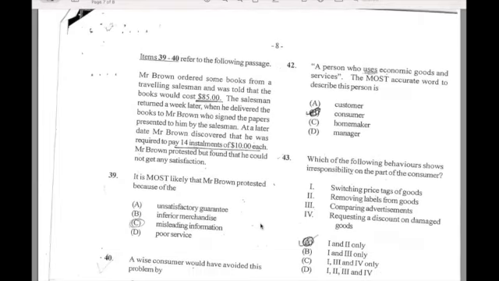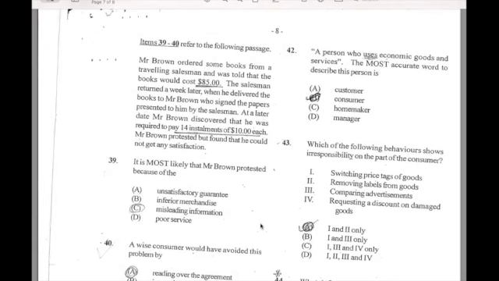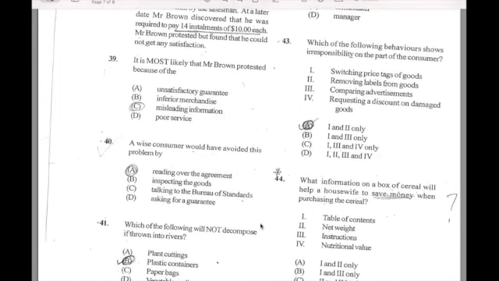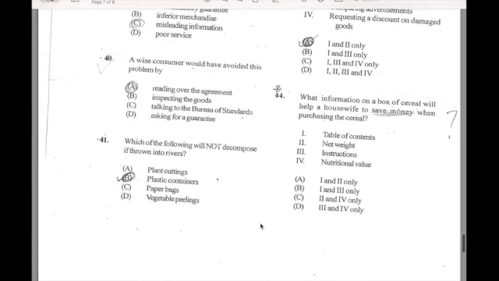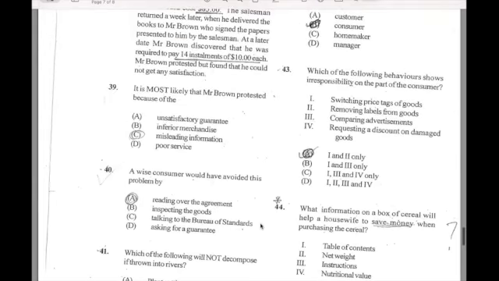It is most likely that Mr. Brown protested because: 1. Unsatisfactory guarantee, inferior merchandise, misleading information, or poor service. So our answer will be misleading information, that's C. Number 40. A wise consumer would have avoided this because A. Reading over the agreement. So your answer should be A. Number 41. Which of the following would not decompose if thrown in the river? So if your answer is B, plastic container, then you are correct.